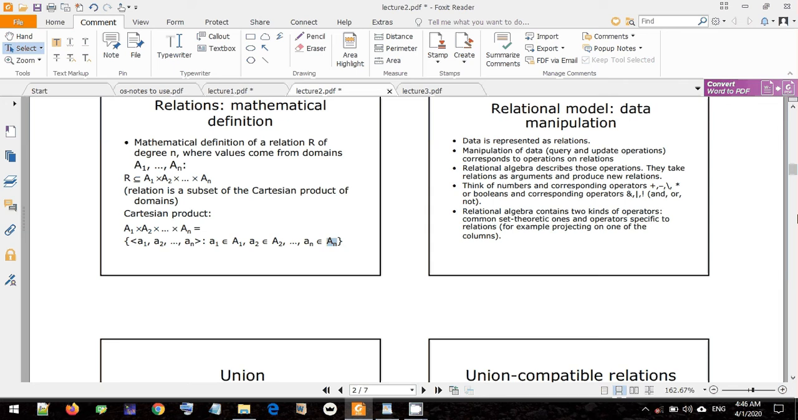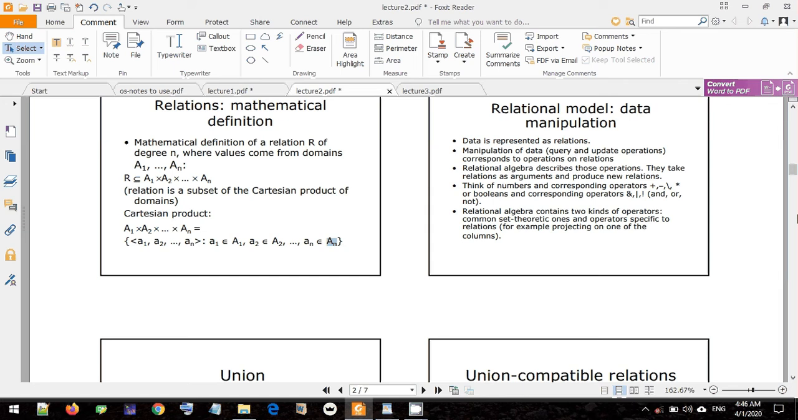Relational model. Data manipulation. Data is represented as relations. Manipulation of this data is done using query and update, which corresponds to the operations of the relation. Relational algebra describes these operations. They take relations as arguments and produce a new relation. It means that you take a relation, you perform operations on it, and the result is equally another relation.